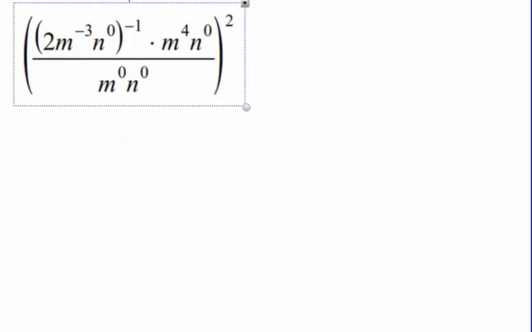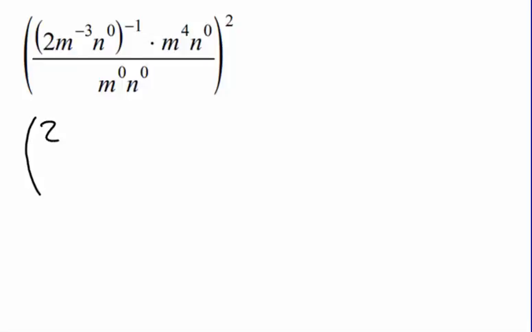Alright, so now we're going to get into some rational expressions here. With this one, I think the easiest first step would be to get rid of anything to the 0 power, because we know anything to the 0 power is 1. So we'll just simplify this by getting rid of anything with a 0 exponent.